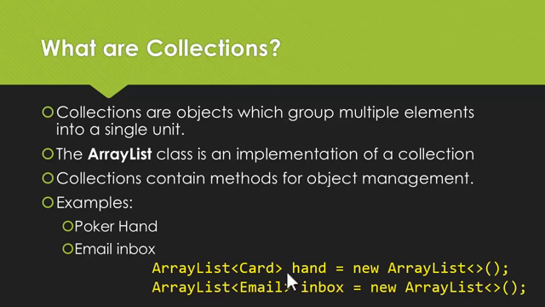Or another example of a collection that occurs often on computers is an email inbox, which is a collection of emails. So I have ArrayList email, a collection of emails, and I'm calling it inbox. And again, it's a new array list. When a new mail message arrives, I'm adding an email message to my inbox. When I delete a message from my inbox because I've read it, I'm removing that message from the inbox. So collections are dynamic in size. They go up and they go down as you call methods to add and remove objects from them.